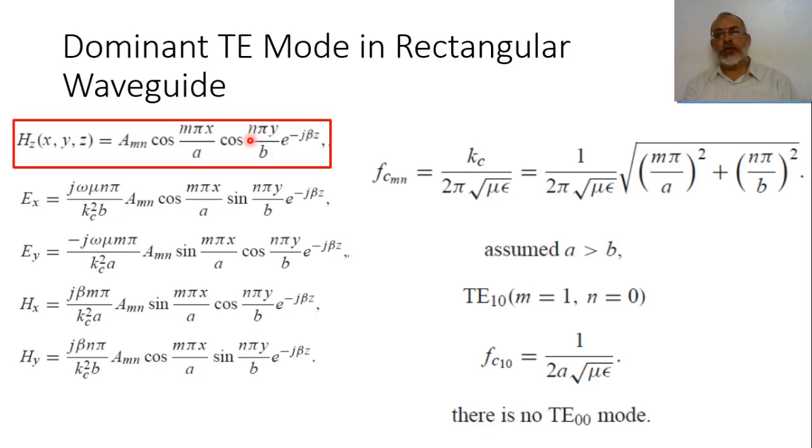So the lowest modes that can propagate in a rectangular waveguide for the TE mode are the TE10 mode or the TE01 mode. But we cannot expect a 00 mode, because the 00 mode would correspond to transverse field components equal to 0, which means that there are no fields inside the waveguide.